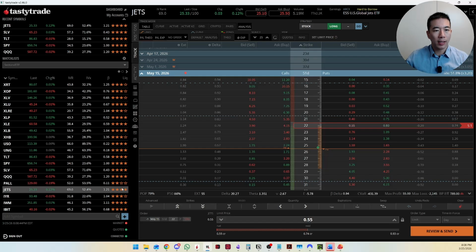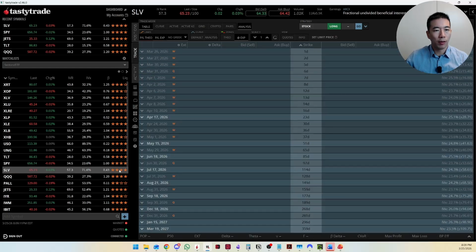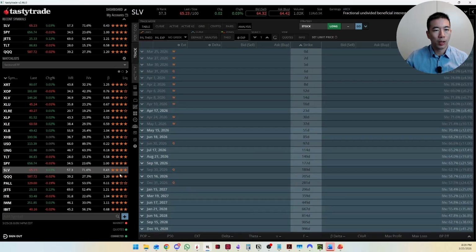4 stars is the max. So we will be only trading instruments that have 4 stars of liquidity. Even the ones with 3 stars, in my experience, are so-so, especially for option contracts. So only look for the full stars ones. For example, JETS right here, this ETF has 4 stars. SPY is 4 stars. SLV Silver is 4 stars. So these are very nice ETFs to be trading options on.